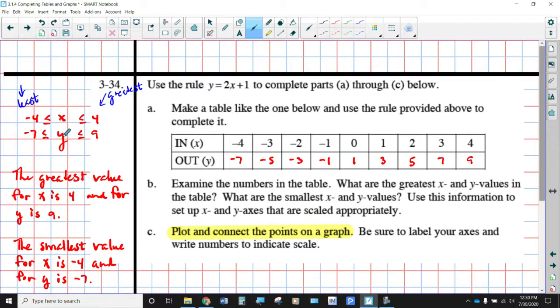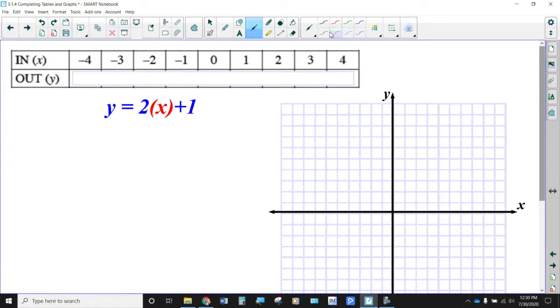Same thing with the y. Y is somewhere in between. Its lowest value is negative 7. Its greatest value is positive 9. You can see that in the table right here. So now we move on to plotting these points.